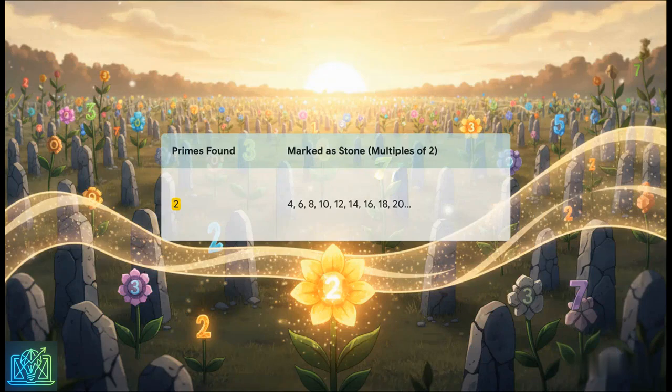Imagine a giant garden where every number from 2 up to 10 million is a potential gem, just waiting. The sieve starts with the very first prime number we know, 2. Then a magical ripple goes through the whole garden and it marks every multiple of 2, 4, 6, 8, all of those, as not prime. We basically turn them into dull stone because we know for a fact they can't be prime if 2 goes into them.